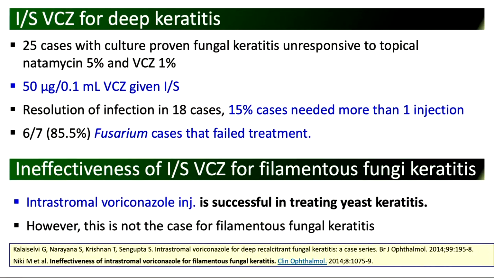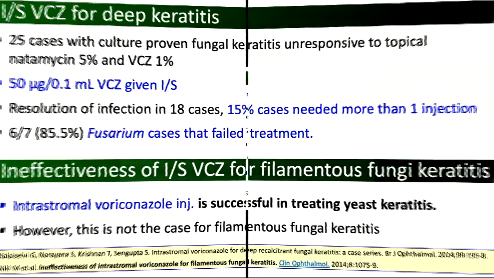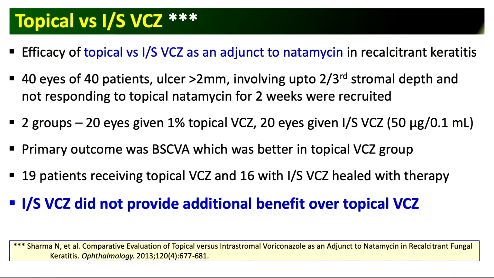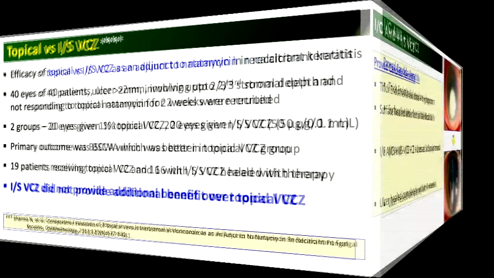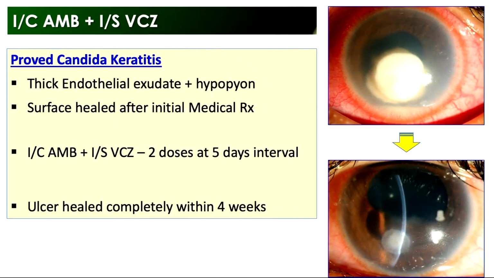There are different reports. Intrastromal voriconazole was tried for deep keratitis, with ineffectiveness reported for filamentous fungus cases, and then again a study came that intrastromal voriconazole alone did not provide any additional benefit over topical voriconazole. Again, Namrata's group has published this paper. Then the combination, as I said: this is our patient, whose surface was complete, and this patient responded with 2 doses of combination, intracameral amphotericin B with intrastromal voriconazole.